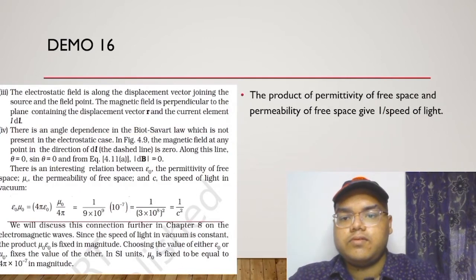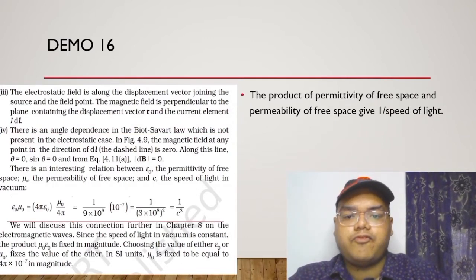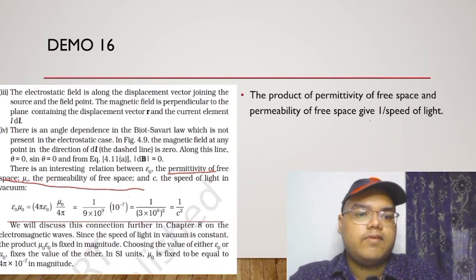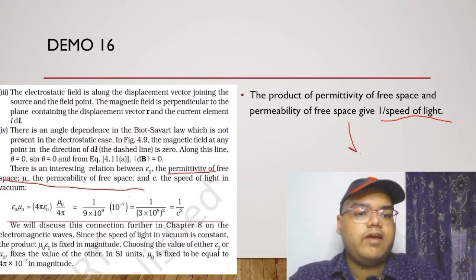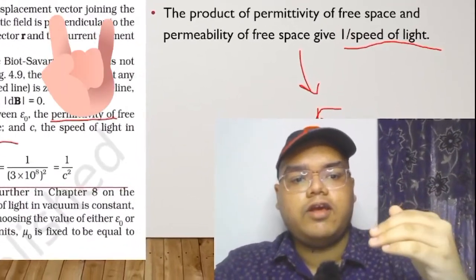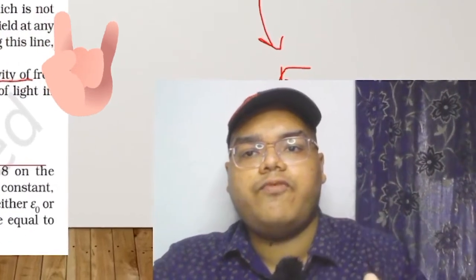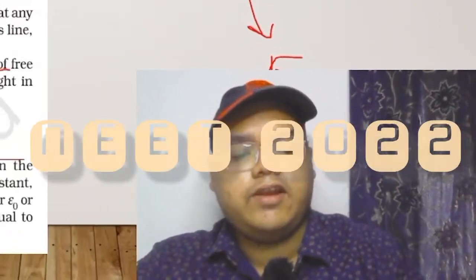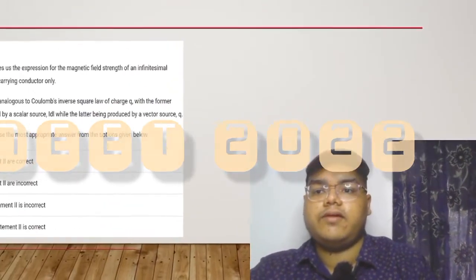Next, the product of permittivity of free space epsilon naught and permeability of free space mu naught is 1 by speed of light square, not 1 by speed of light. So it will be a false statement. Till this point, you might have got an idea how to frame the true false question for solving statement based questions. And now one example from NEET 2022 over here.